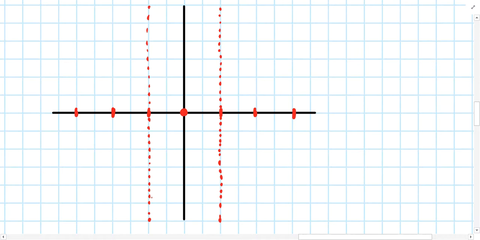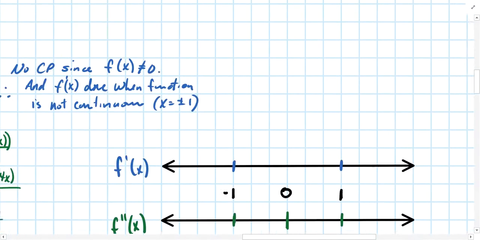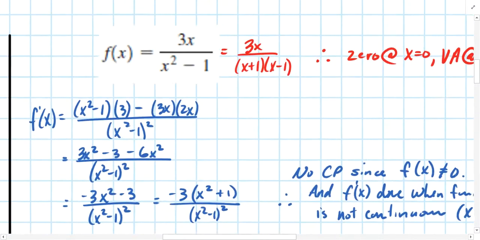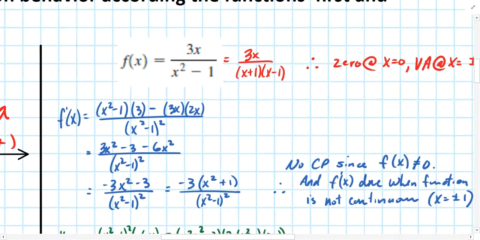Actually, let me clarify that. Horizontal asymptotes can be crossed and touched, but vertical asymptotes generally aren't. But anyway, we've got a graph that's kind of bounded at positive 1 and negative 1. And we've got that from understanding the behavior of our rational expression.